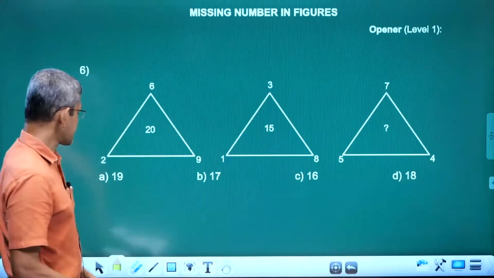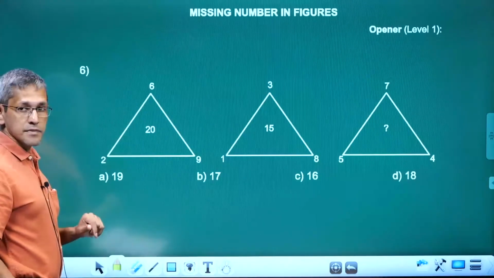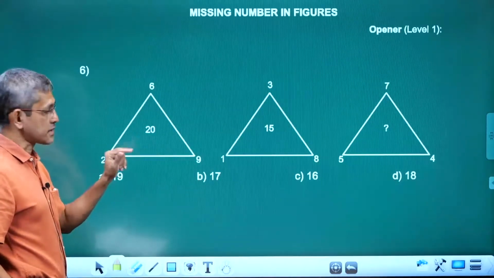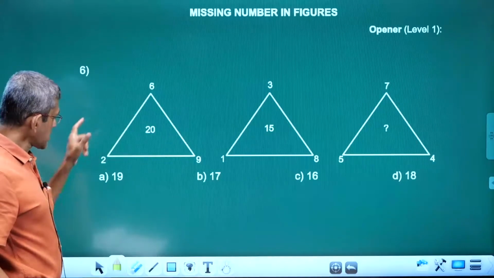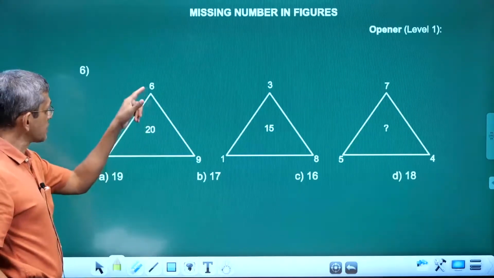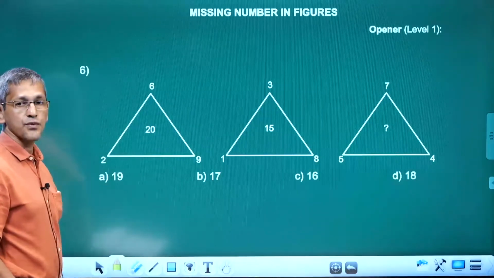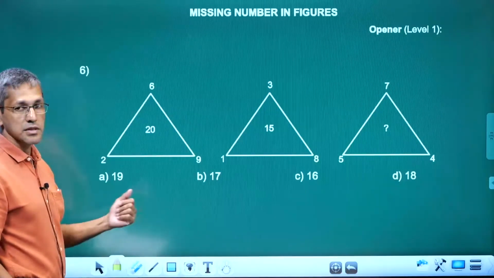This is what it is. 2, 9, 6. So what is the connection? 2, 9 and 6, we have 20 in between, 20 in the middle. So there is some kind of connection between these 4 numbers. Which are the 4 numbers? 6, 2, 9 and this 20. So what is that connection? So try to establish that connection.